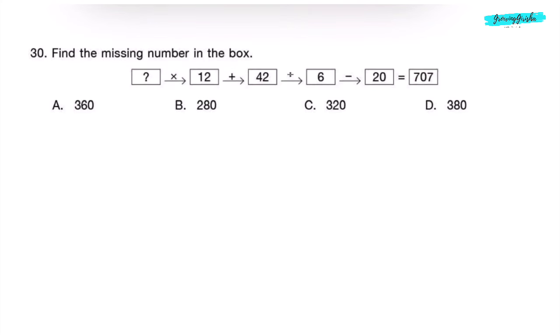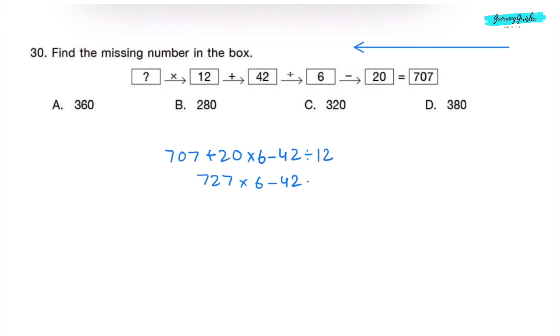Question 30. Find the missing number in the box. So for questions like these, we start solving from the right side. So our new question will look something like 707 plus 20 into 6 minus 42 divided by 12. 707 plus 20, it's 727 into 6 minus 42 divided by 12. Now 727 into 6, 4362 minus 42 divided by 12. 4362 minus 42, 4320 divided by 12. 4320 divided by 12, 360. Correct answer is option A.